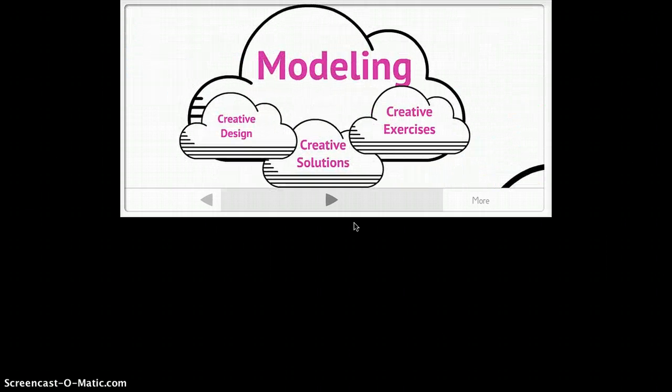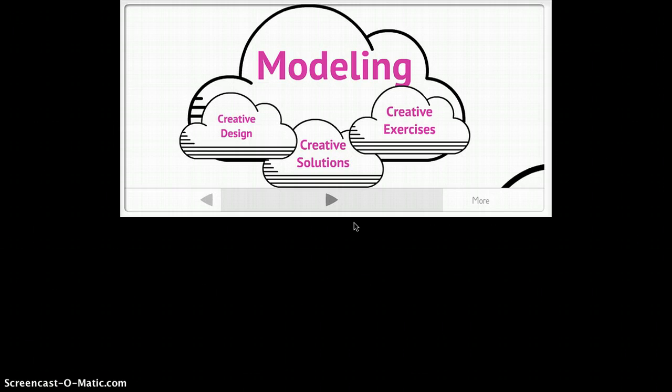The first step in reigniting creativity is through modeling. That's right, as a teacher, it is crucial that we model creativity. What does this look like? Creative design refers to the types of lesson plans and activities we design for our students. Gone are the days of tedious worksheets.